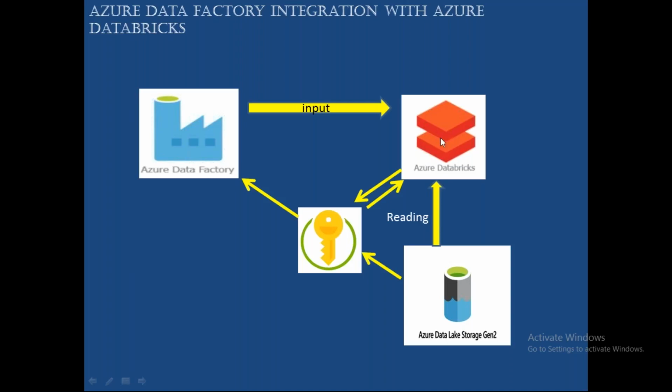Once it reads the data into Databricks, it will process that data and store it back to the data lake storage Gen 2. Now that output I want to write back to my data factory. So inside data factory, I will get this output.